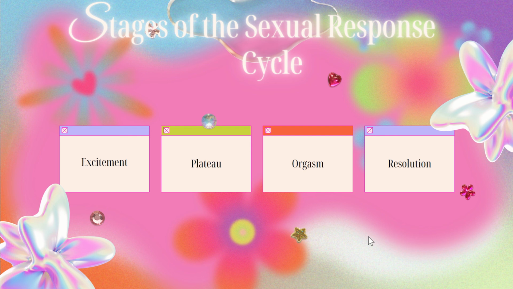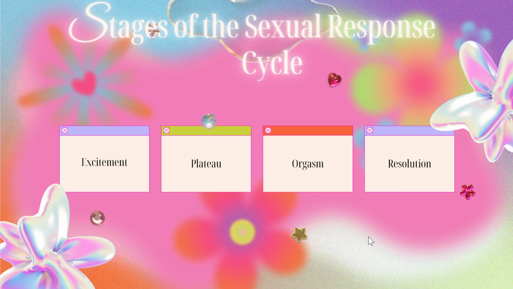This is when the muscles of the pelvic floor engage, and depending on the type of orgasm, it will feel different. Not every orgasm is the same. There are many different types of orgasms, and we'll probably go over that in a different video. But depending on which one you are experiencing in that moment, the sensation will feel different.